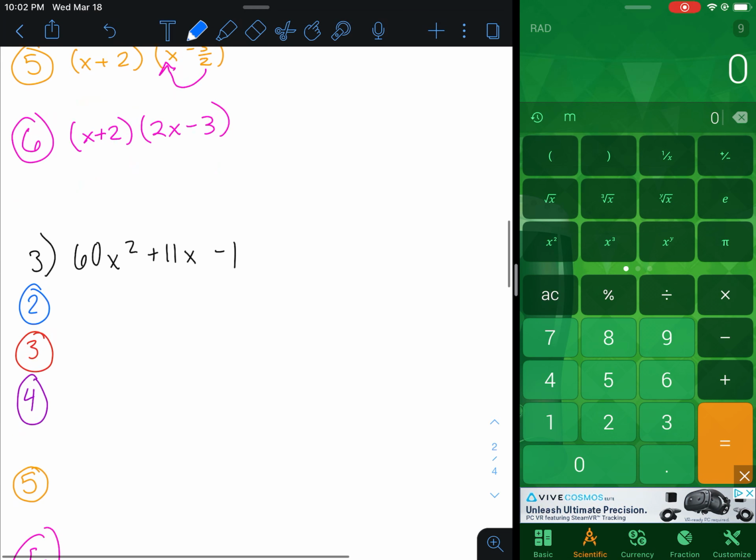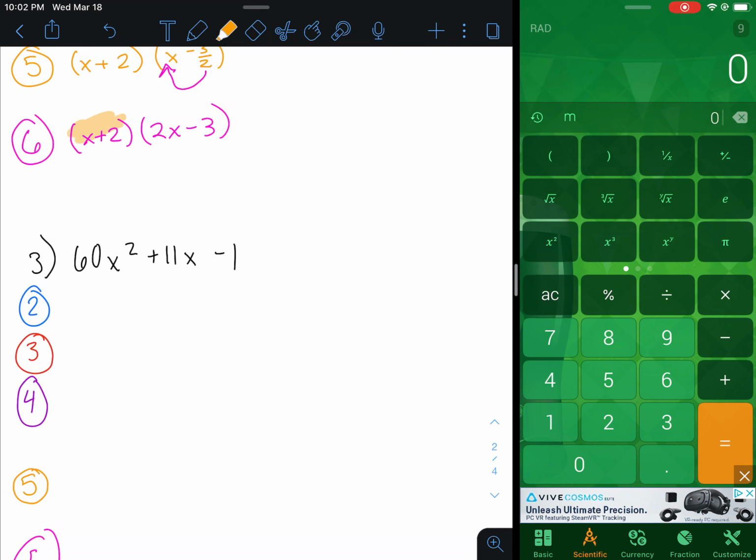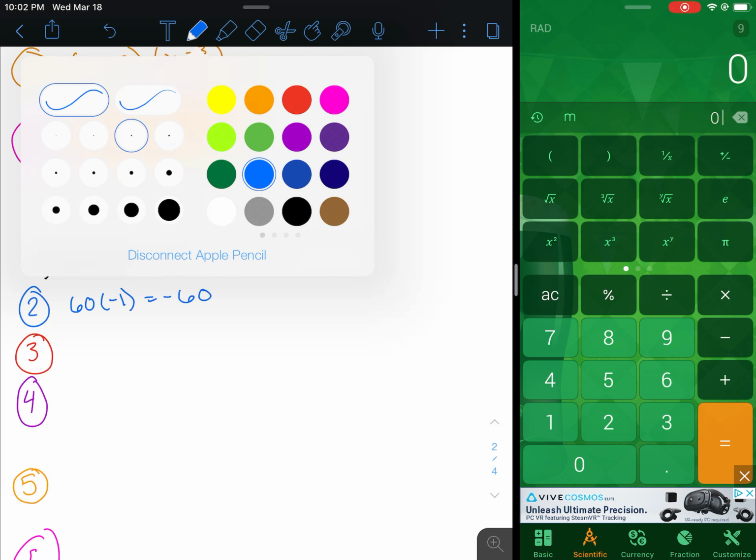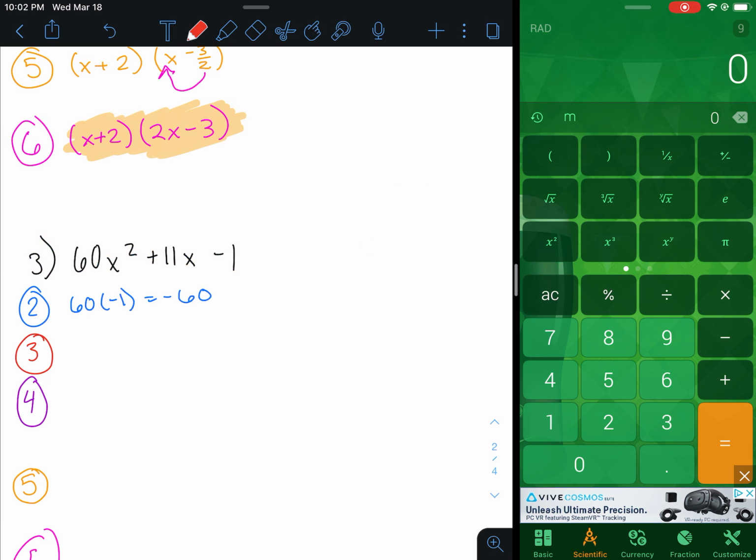Okay, example number 3 here. So here we have 60x squared plus 11x minus 1. The only thing we have as our greatest common factor is 1, so we do not have to do that first step. So we jump to step number 2, which is a times our c, which gives us negative 60. So now we're going to need to figure out factors of negative 60 that add up to 11.